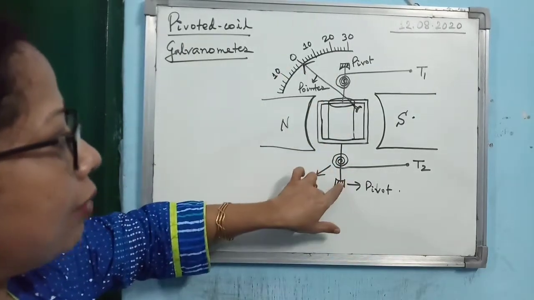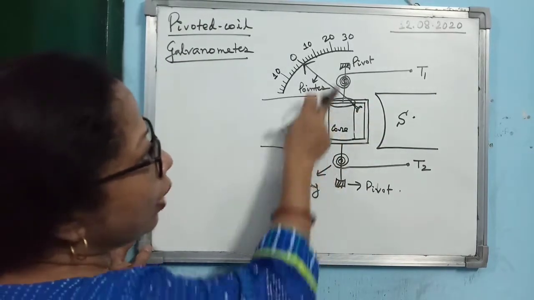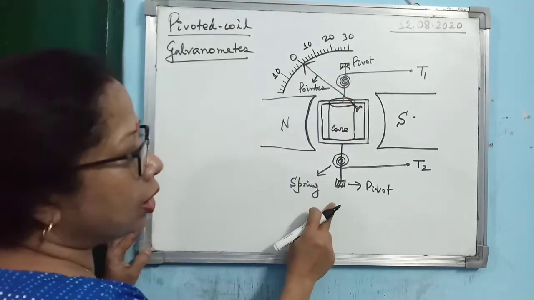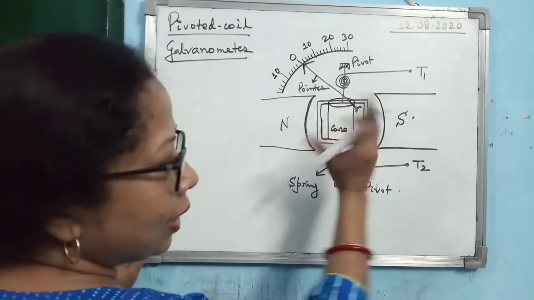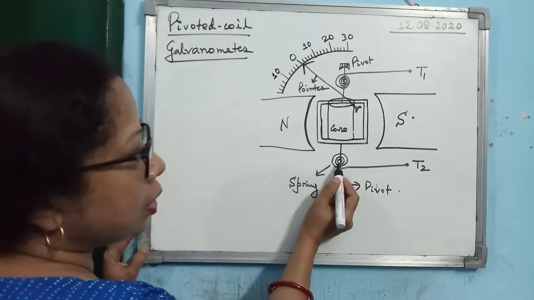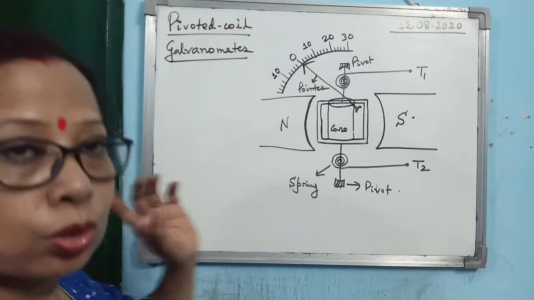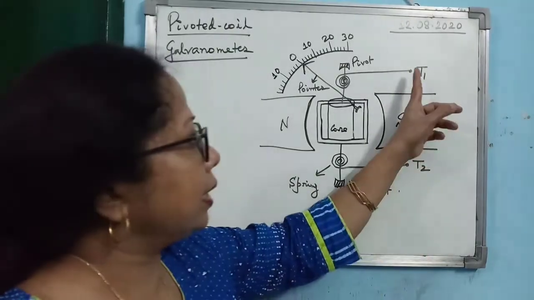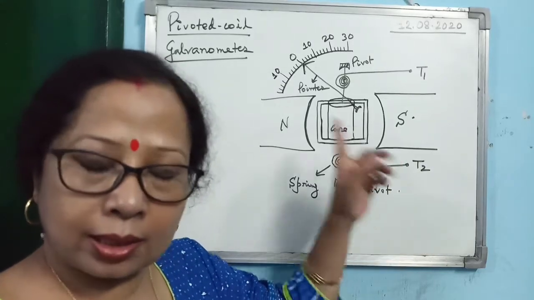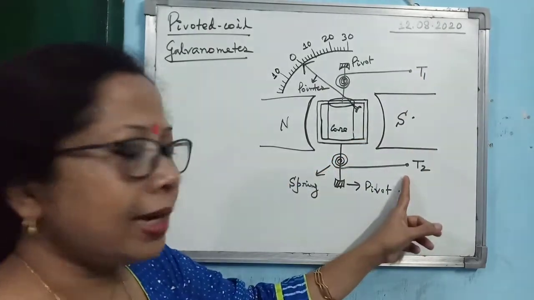In the pivoted coil galvanometer, this is the core. Now the coil, this is the coil. The two ends of the coil are pivoted at 2 points, so that it can freely rotate about the axle, and there are two springs through which the terminal screws, T1 and T2, are connected. Clear? Here you join the connection for the circuit, sending current across T1 and T2.